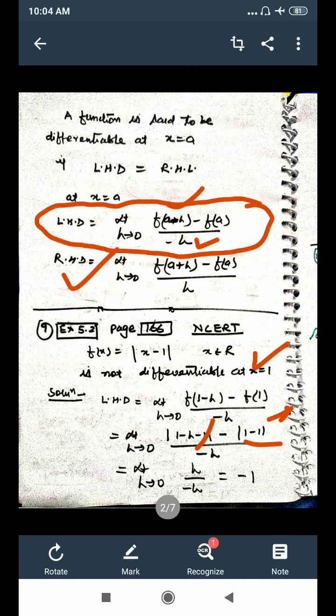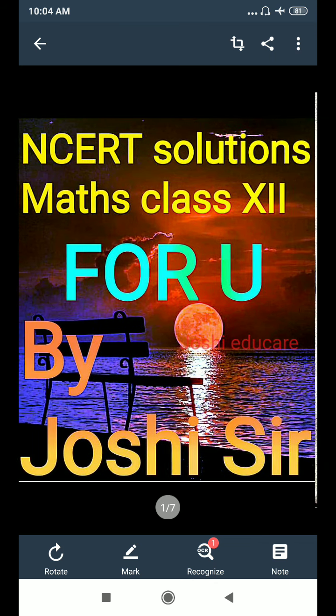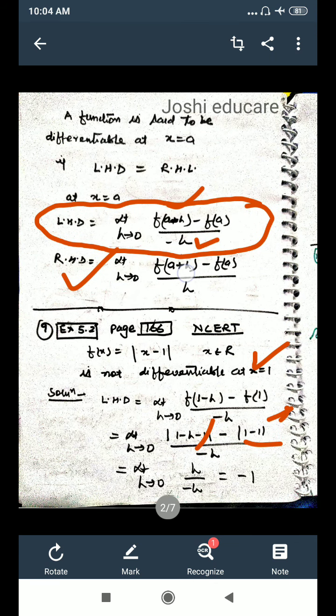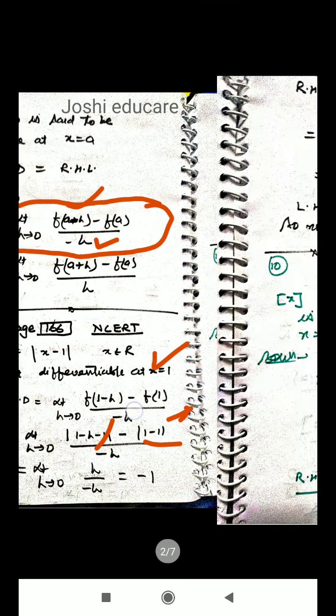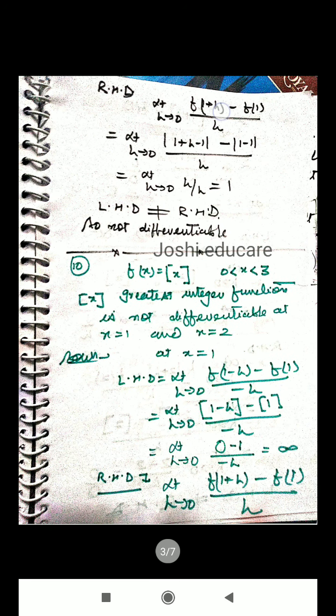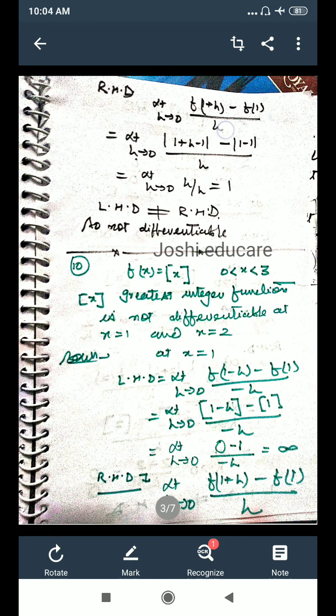In the right hand limit, what will we do? We'll take this as a formula. In this, I will replace a by 1. So it will be f of 1 plus h minus f of 1, divided by h.